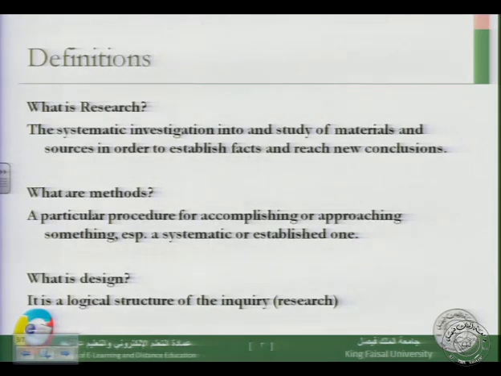And from my method, I can design a research. This is simply just to give you the feel of the course. I will talk about all of these in detail, inshallah, in the next lectures.